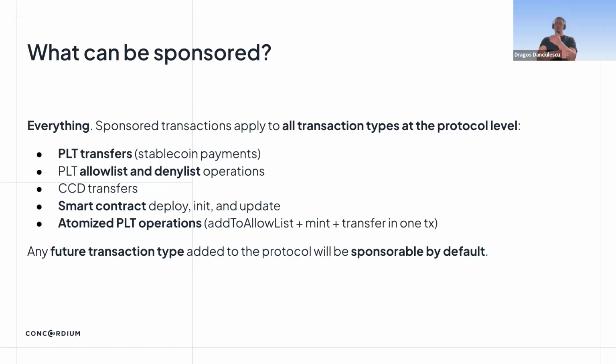All right, regarding what can be sponsored, this is basically everything we've discussed so far. PLT transfers, allow list and deny list operations, smart contract deployment, initializations or updates, or batched PLT operations, so doing more operations in one transaction, that could also be sponsored. And any future transaction type will be sponsorable by default.